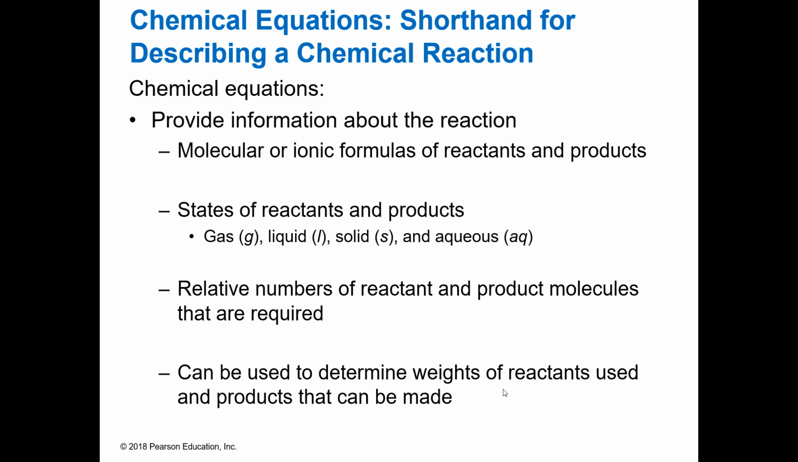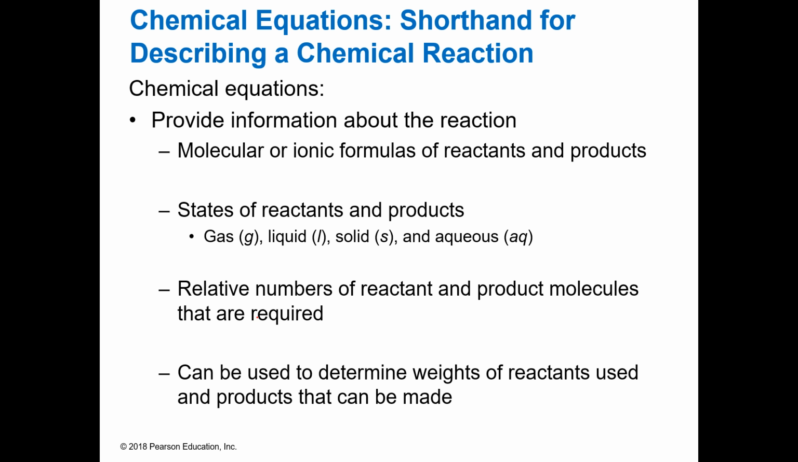Okay, when we write our chemical equations, it gives us information about our reactants and our products, so we need to know the molecular or ionic formulas of them. We need to show what the state is. Is it a solid, liquid, gas, or is it aqueous? Aqueous, here you'll see is AQ. That just means it's dissolved in water. And we will use that quite a bit, especially in chapter 8.